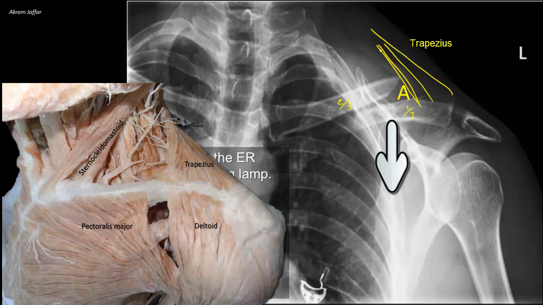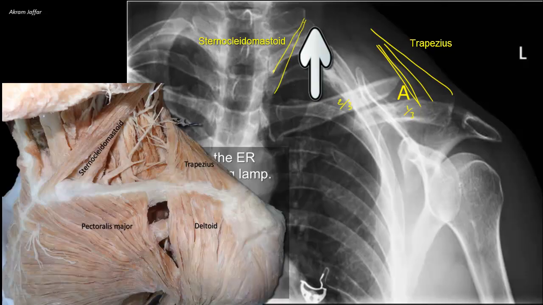The medial fragment is drawn upwards because of the attachment of the sternocleidomastoid muscle from the neck, which is attached to the medial end of the clavicle and the sternum here. So that's why it's called sternocleidoclavicle, and then mastoid attached to the mastoid process of the temporal bone. So it's the sternocleidomastoid muscle that elevates the medial fragment in this fracture.